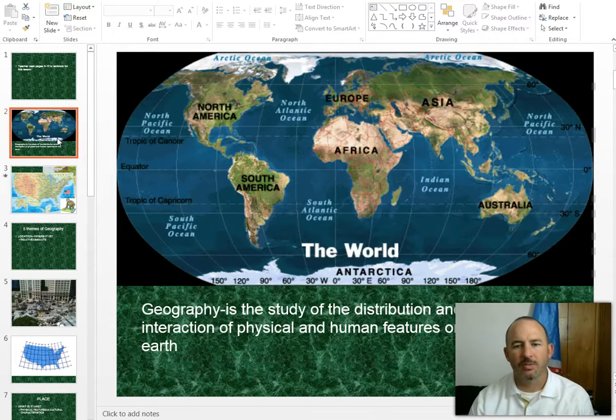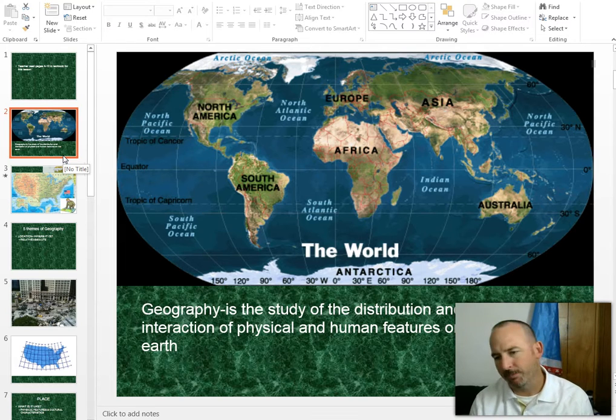We're talking about what is geography. It's the study of the distribution and interaction of physical and human features on the earth. There it is again for your viewing pleasure. How we interact around the world, and how we interact with people and physical things that are there. The 5 themes of geography.